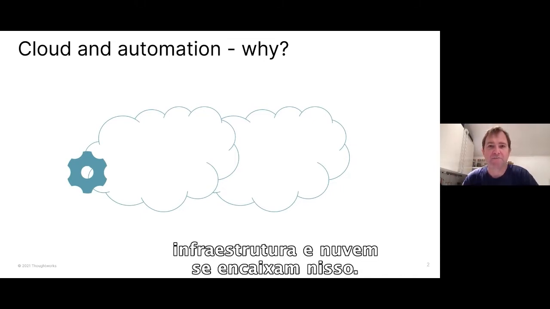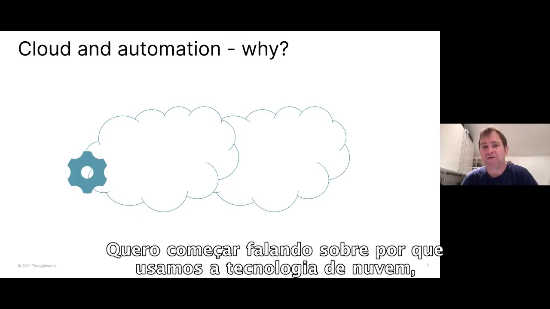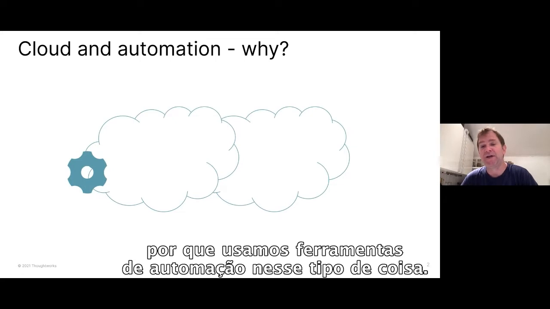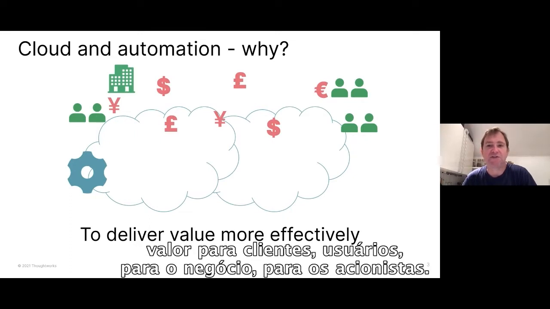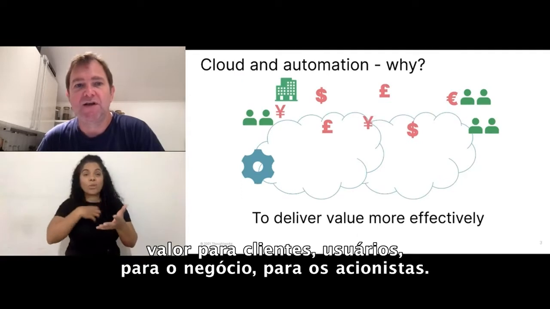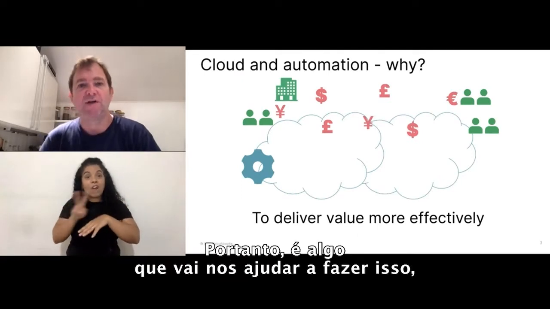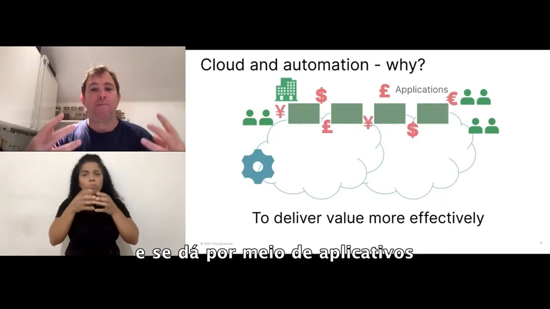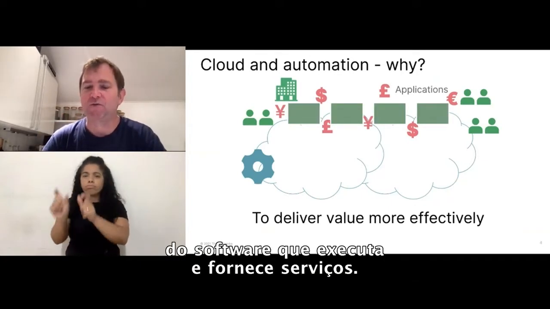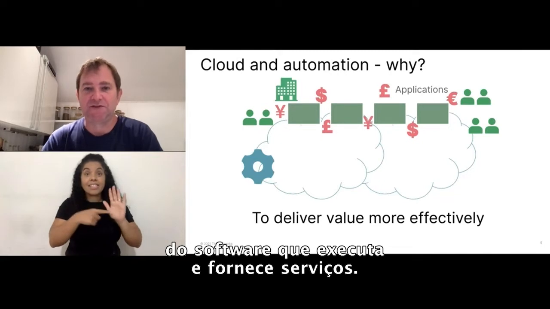cloud fits into that. So I want to start by talking about why we use cloud technology, why we use automation tooling and these kinds of things. And the ultimate reason is obviously to deliver value more effectively, value to our customers, to our users, to our business, to our stakeholders. So this is meant to be something which will help us to do this. And this is manifested through applications, the software that runs and provides services.